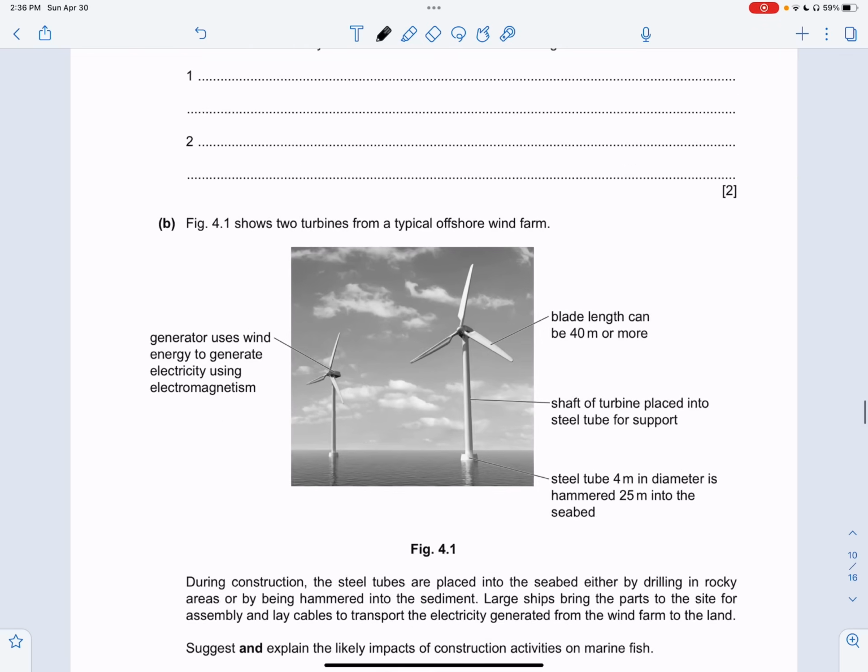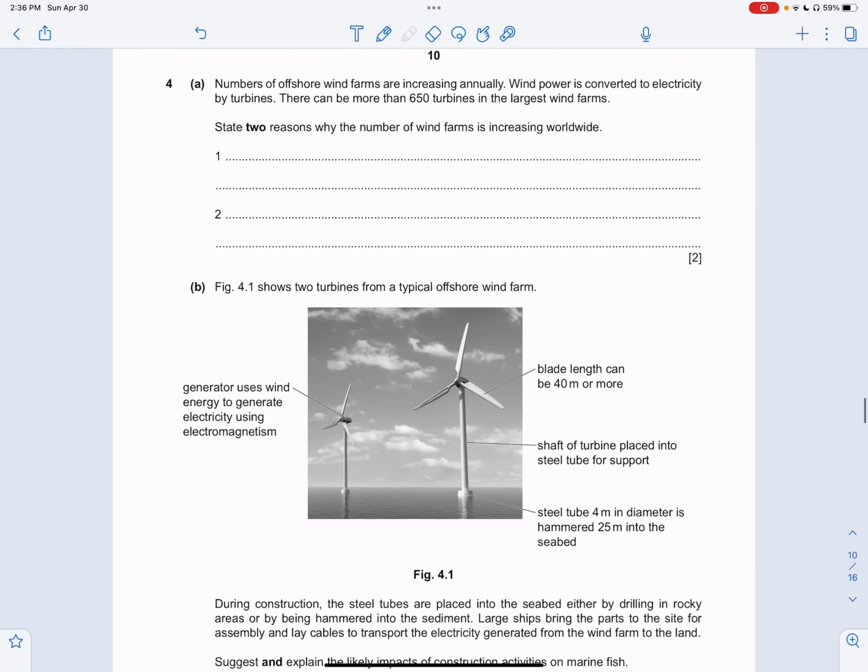Got a blank page, and now we're on to renewable energy sources and the impact from that, which is in section 9.1. The number of offshore wind farms are increasing annually. The wind power is converted to electricity by the turbines. You're going to have more than 650 turbines in the largest wind farms. State 2 reasons why the number of wind farms is increasing worldwide.